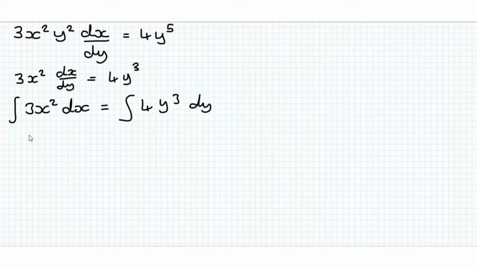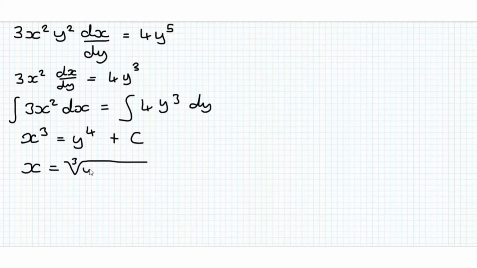Now this leads to x cubed is equal to y to the 4, and we have to add a constant of integration onto one of the sides, and I've chosen this side. If we want to write this as a function of x, we just take the cube root of y to the 4 plus c. That's it for this example. Move on to the second one.